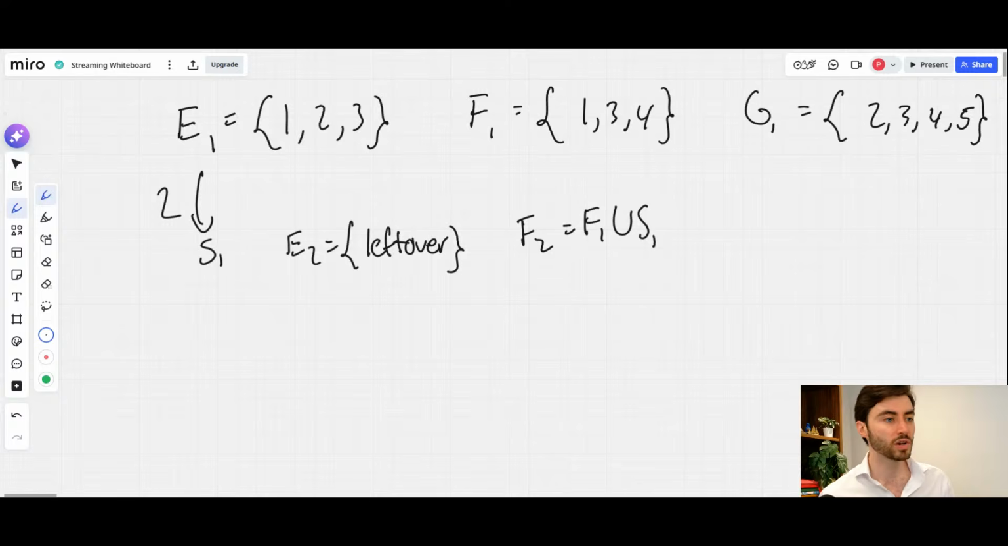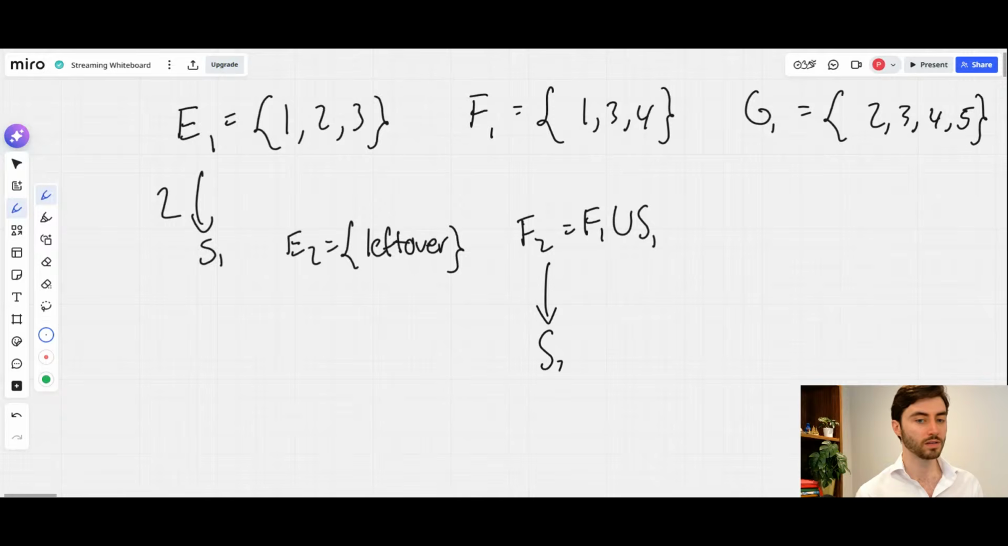Now 2 elements are chosen at random without replacement from the set F2, and let S2 denote those. And let G2 equal G1 unioned with S2. Okay. Finally, 2 elements are chosen at random without replacement from the set G2, and let S3 denote those.